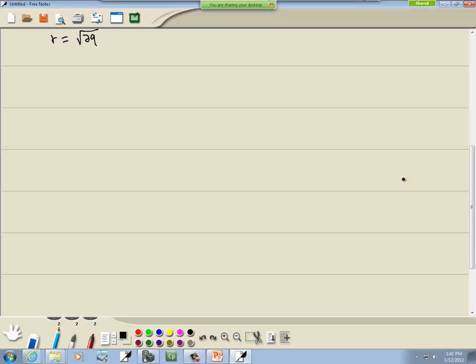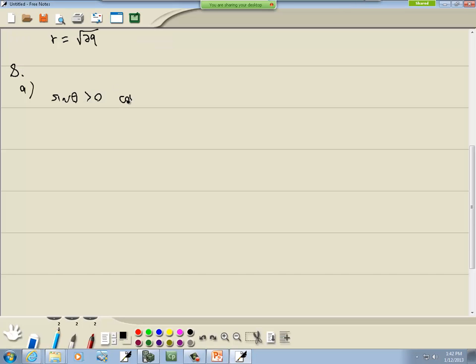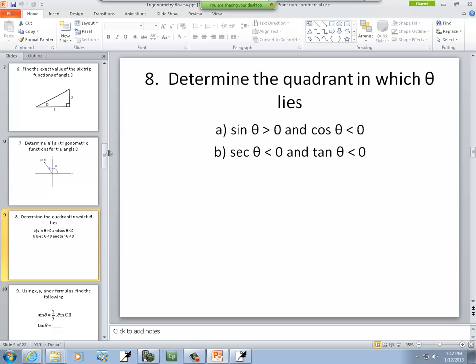Let's take a look at this next one. Number 8. Part A, it says sine theta is greater than 0, and cosine theta is less than 0. And instructions say determine the quadrant in which theta lies.